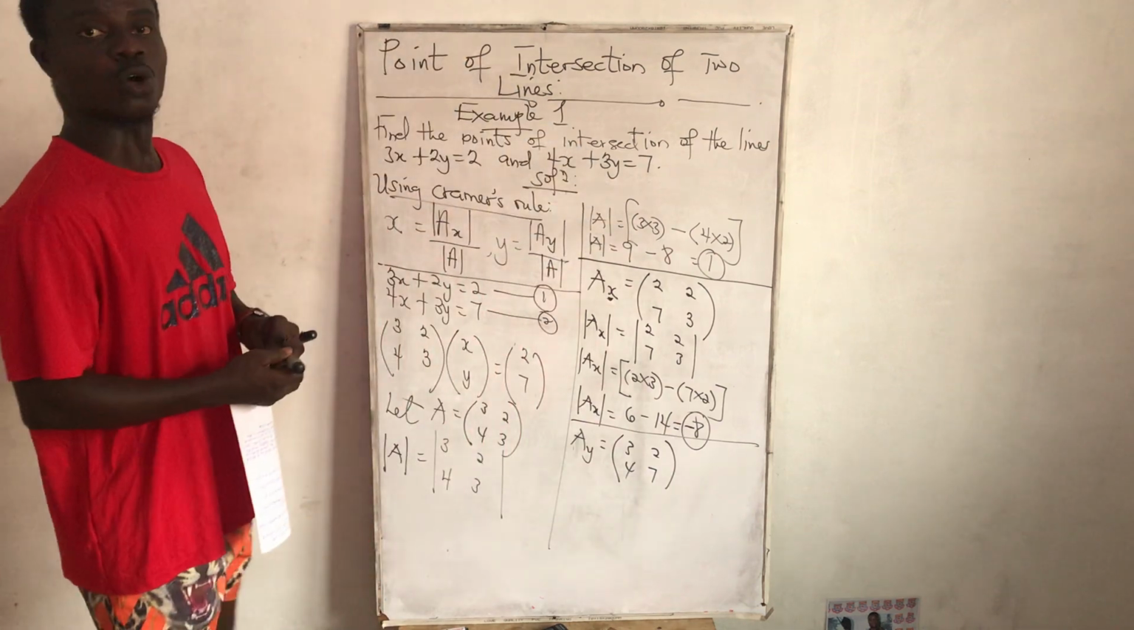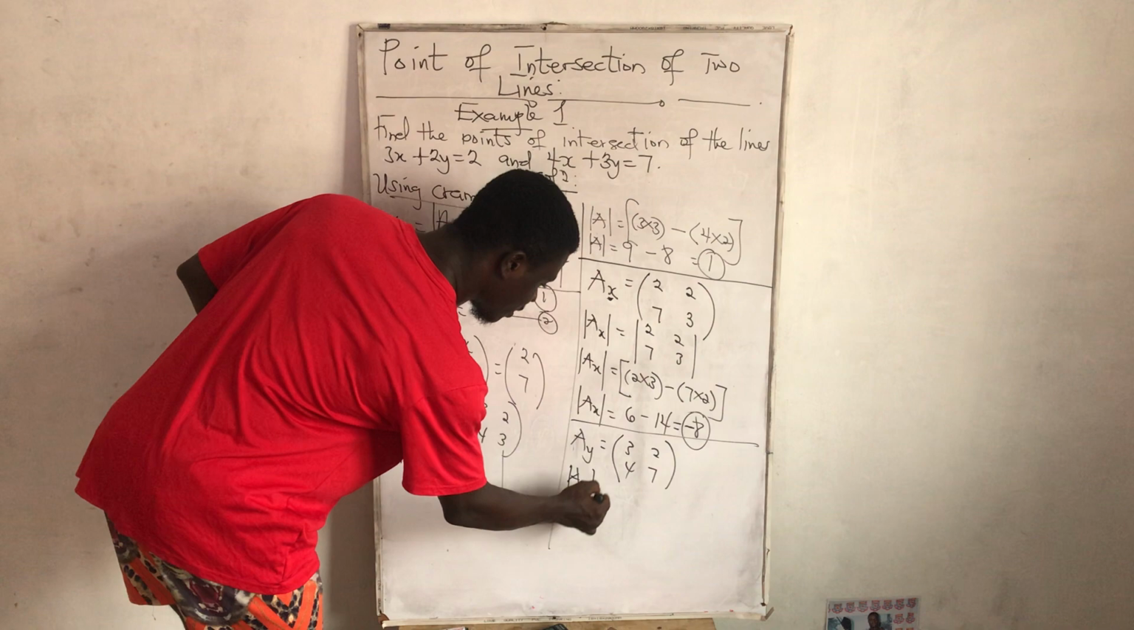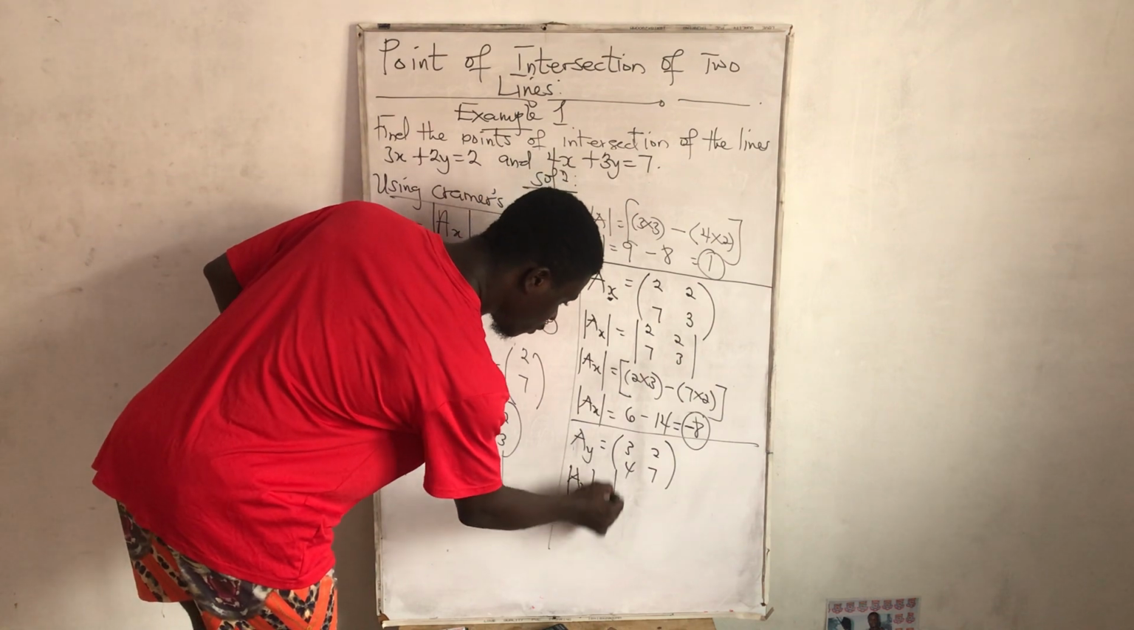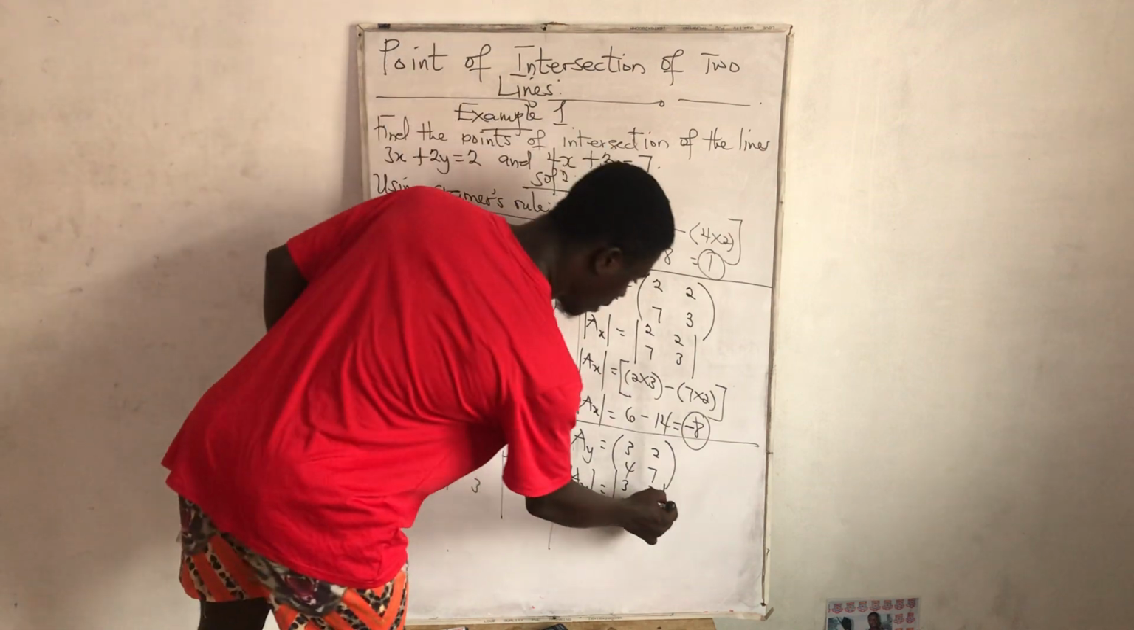So this one will be what? Your matrix AY. Then you find the determinant of the matrix AY. So the determinant of 3, 4, 2, 7. So now, how do we go about this?